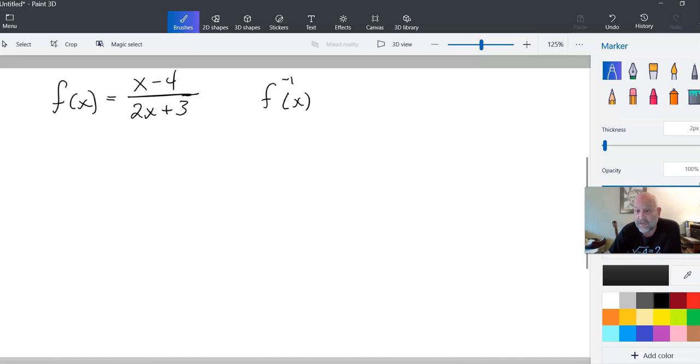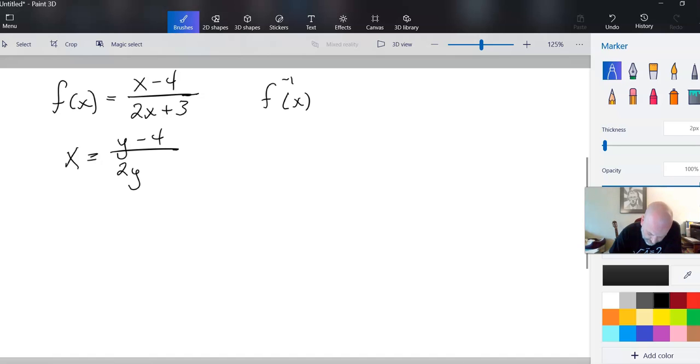So first off, we want to swap the x's and y's. So that's going to give me x is equal to y minus 4 over 2y plus 3. Okay, and now we need to get y's out of the denominator so that we can group them all together on one side, right? And so this is where we cross multiply. If I multiply this way, I get y minus 4. If I multiply this way, and this time I'm actually going to include the distribution at the same time, it's x times 2y, which gives me 2xy, and then x times 3, which gives me plus 3x.